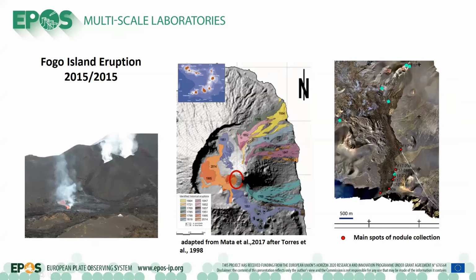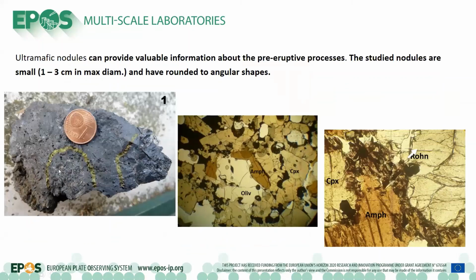So this was where we collected the samples of the eruption, and we studied not only the composition of lavas, but also the composition of the nodules included in the lavas. We wanted to see if they were cumulates or if they were xenoliths from the mantle. Unfortunately, they are small nodules, and they turned out to be only cumulates.